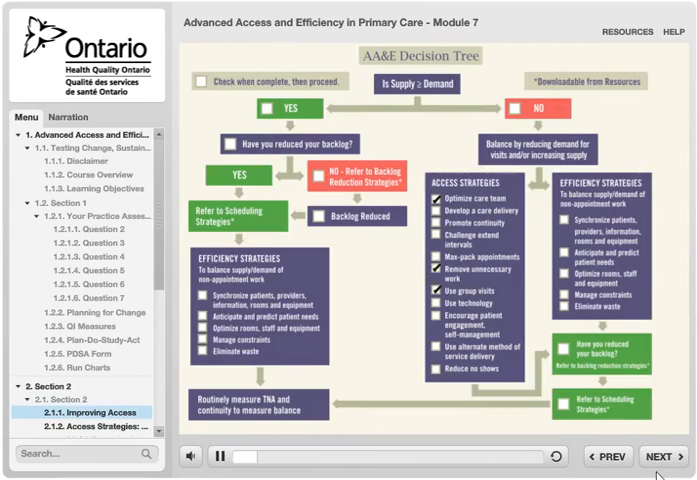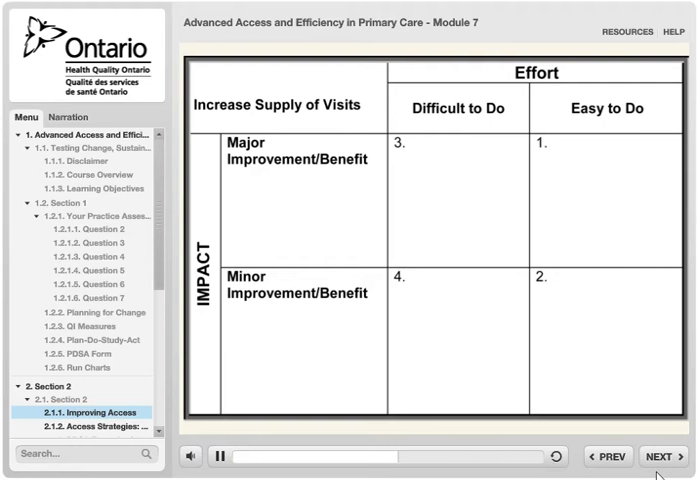Let's revisit the QI decision tree you completed in Module 3 and the change ideas your team selected to test using the PDSA cycle. Recall, teams can use the Impact Effort Decision-Making Grid to prioritize which of these change ideas to test first to get started. Think least effort and greatest impact.